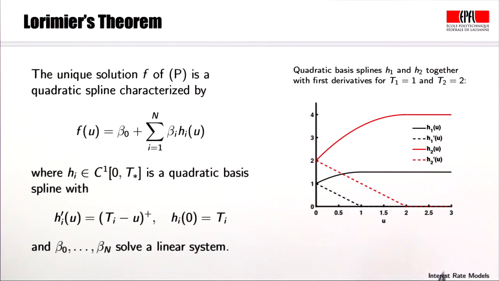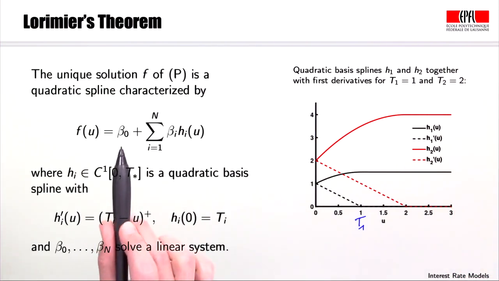The right-hand side shows quadratic basis splines H1 and H2 for the maturities T1 equal 1 and T2 equal 2. We see that H1 is a second order polynomial with slope starting at 1 and then linearly decreasing to 0, and then as of T1 being constant. In red we see the basis spline for T2 equal 2.